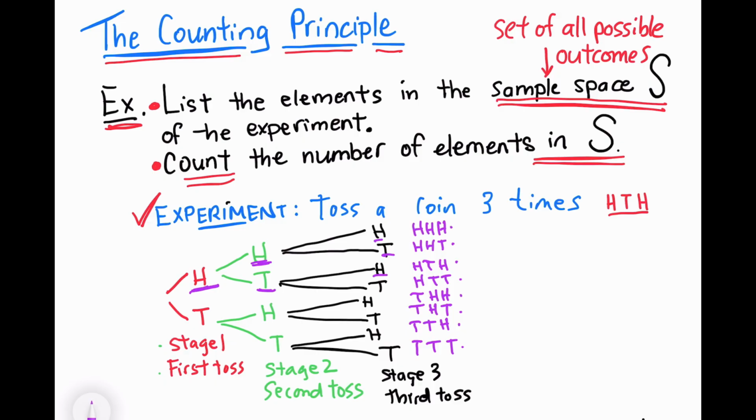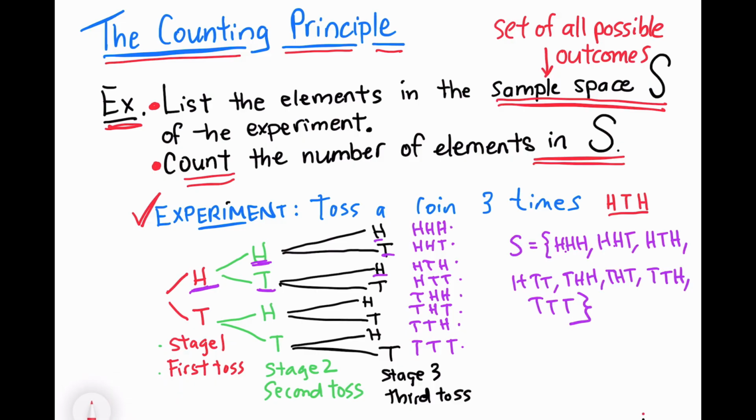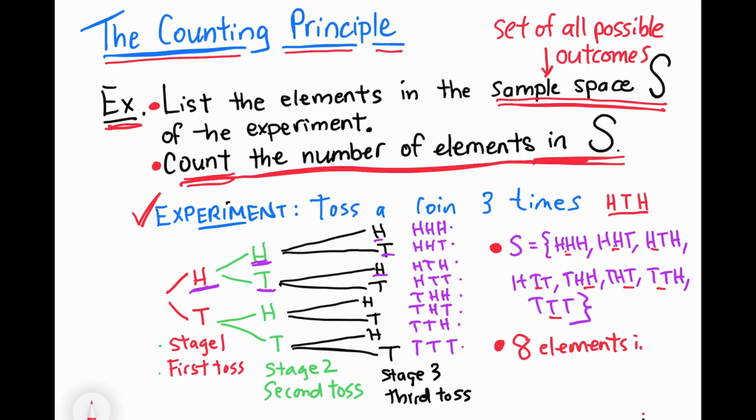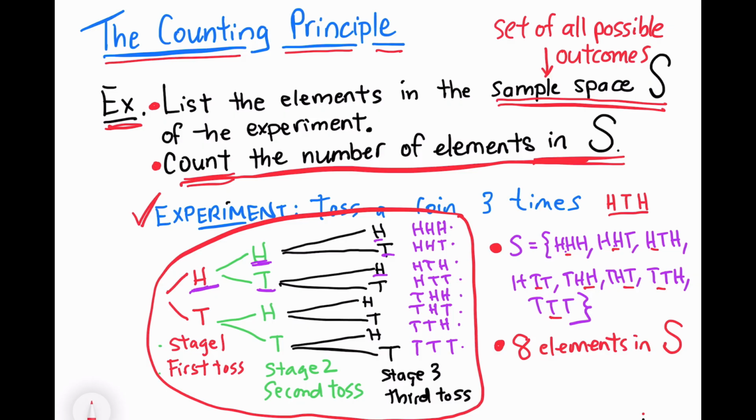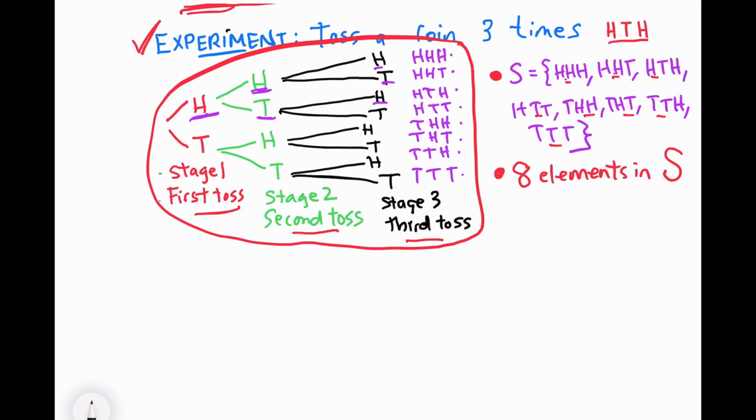So this is my sample space. So here you see the sample space S, and if I count the number of elements in S, you can see there are 1, 2, 3, 4, 5, 6, 7, 8 elements. Okay, so I've answered both questions now. The object we have here is called a tree diagram, and it just helps us to list the different possible outcomes for an event with multiple stages. So stage 1, stage 2, and stage 3.